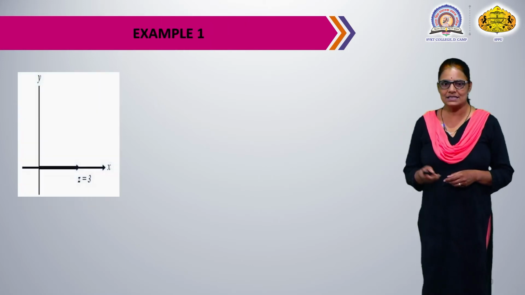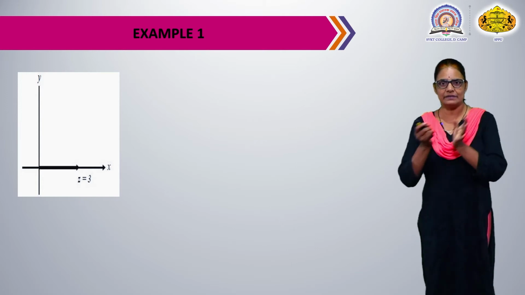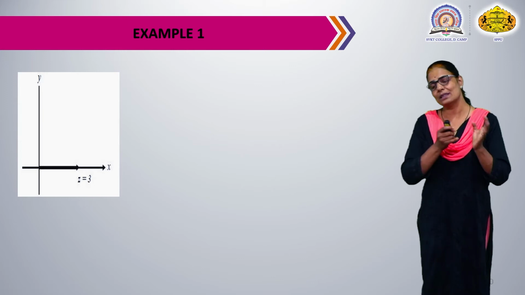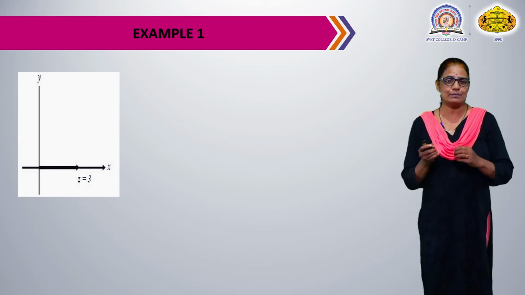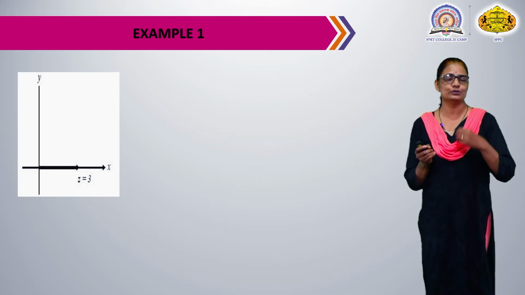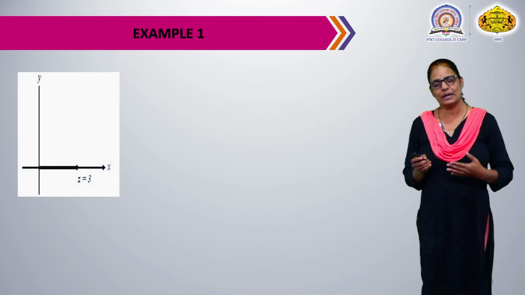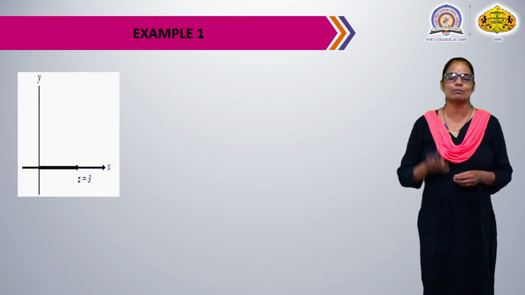So now let us consider the first example. In this example we will study different types of examples. Observe these examples carefully, all of them are different. These examples will help you to find the argument as well as the principal argument of each and every complex number. So now let us start with the simplest example.